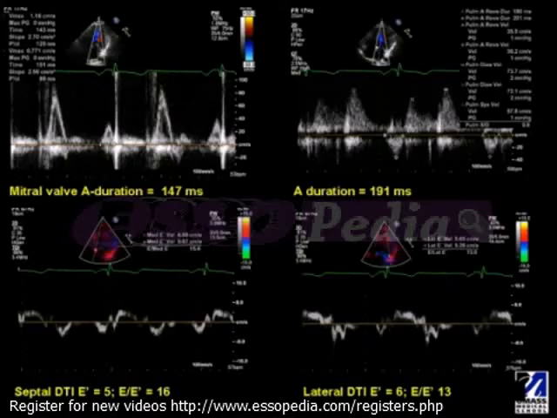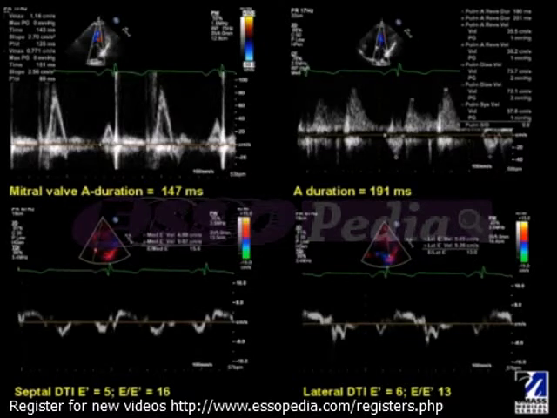And here are the corresponding waveforms from the pulmonary veins and the tissue Doppler. And you see that the mitral A wave duration is significantly less than the pulmonary vein A wave duration. You see that the S to D ratio in the pulmonary veins is reversed, D being very dominant in this example. And then you see below here the septal DTI E prime measures 5 centimeters per second, and the E to E prime ratio is 16.